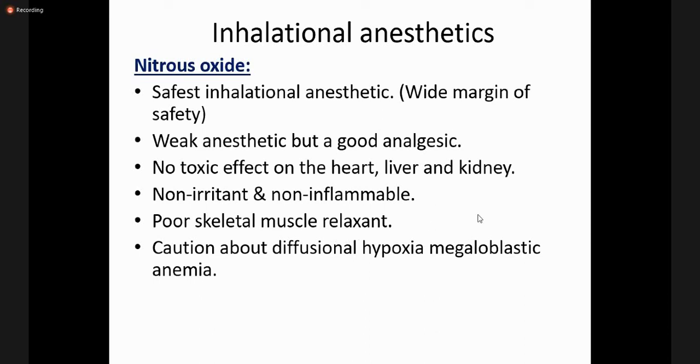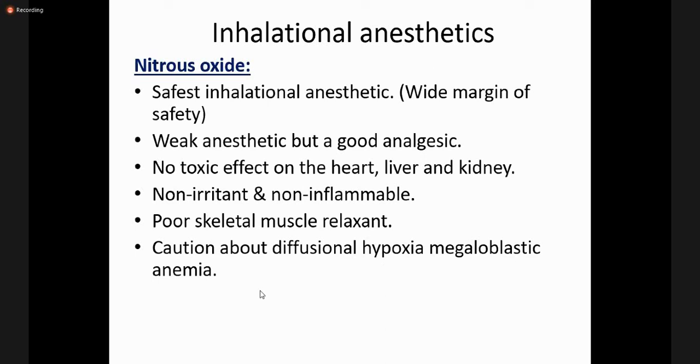Poor skeletal muscle relaxant, because in the beginning we already discussed three important characteristic features, the hallmark of anesthesia. One is unconsciousness, amnesia, number two, analgesia, and number three, skeletal muscle relaxation. These three characteristic features are the hallmark of anesthesia. So nitrous oxide doesn't produce skeletal muscle relaxation. So definitely if we are using nitrous oxide, we'll have to add a potent anesthetic, because nitrous oxide provides good analgesic property, but weak anesthetic, and at the same time the third hallmark is the skeletal muscle relaxation, which is required, that is poor with nitrous oxide. So we cannot label nitrous oxide as an ideal anesthetic agent just because of these two.